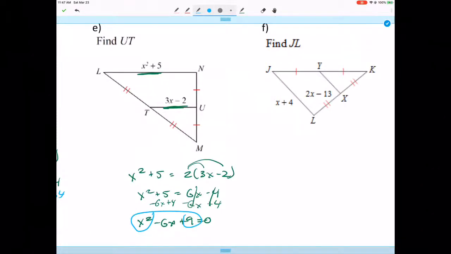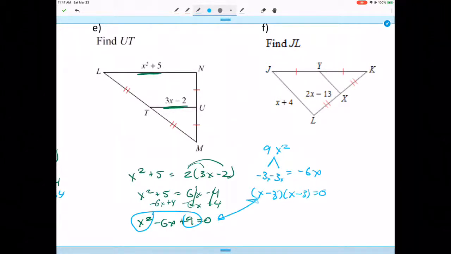We'll do the factoring. We'll get x squared and -6x. What can we do to make that work? -3 and -3. So x minus 3 times x minus 3 equals 0. These are the same factors. What makes that 0 is when x equals 3, and the other one, x equals 3.